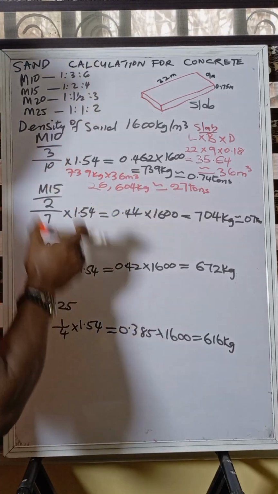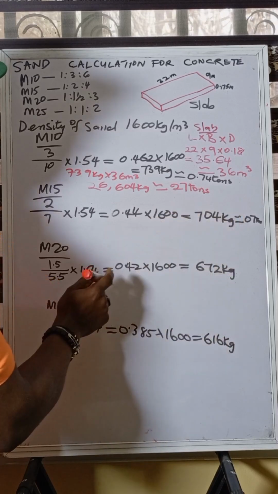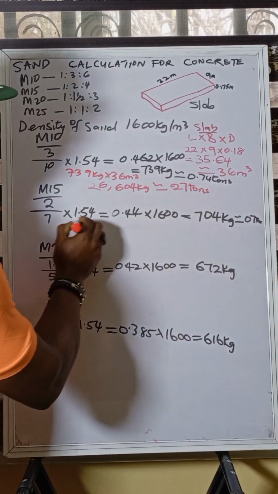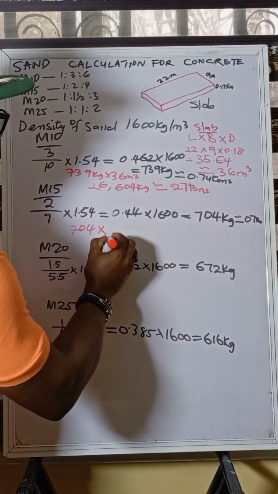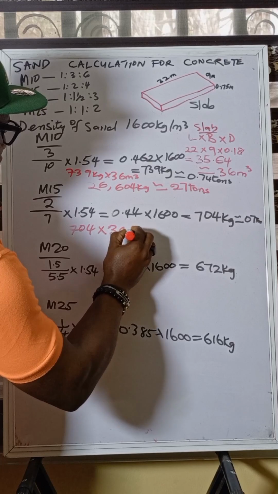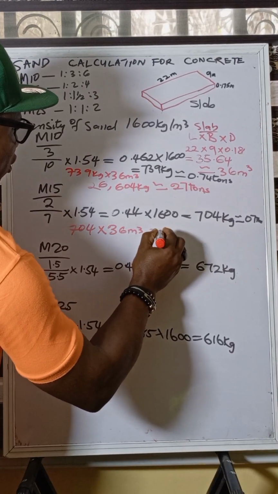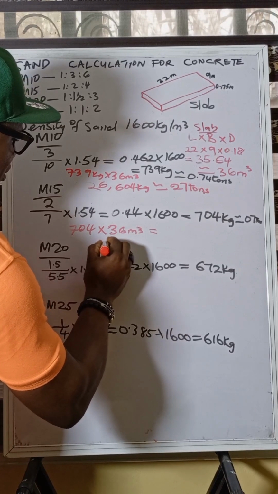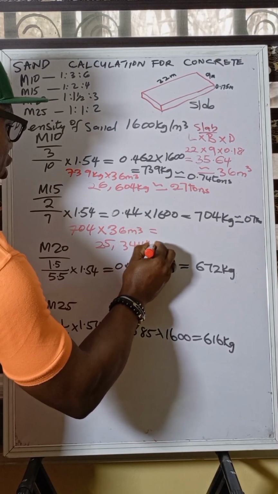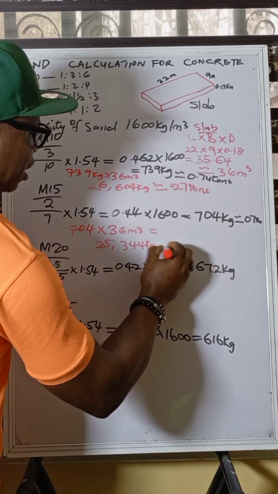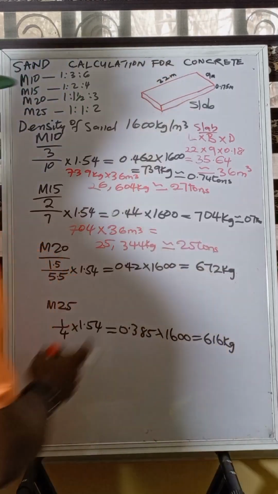For M15, we require 704 kg of sand per cubic meter. So what that means is 704 multiplied by 36 cubic meters. So it will require 25,344 kg of sand, which is approximately 25 tons of sand.